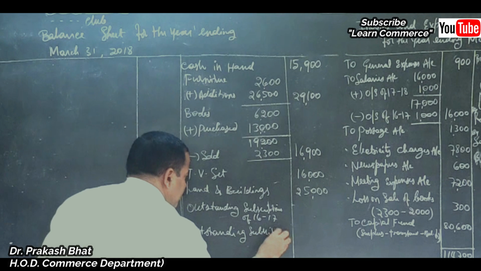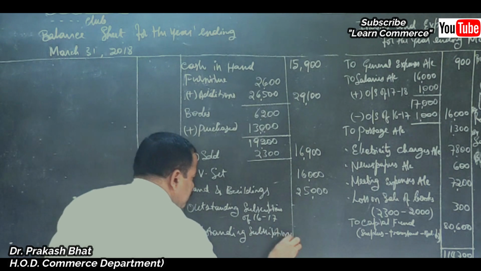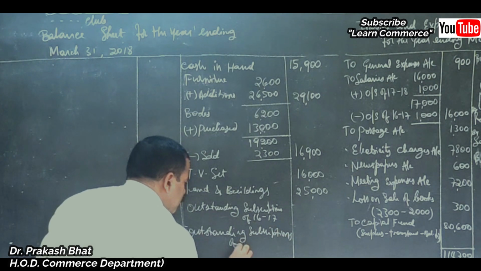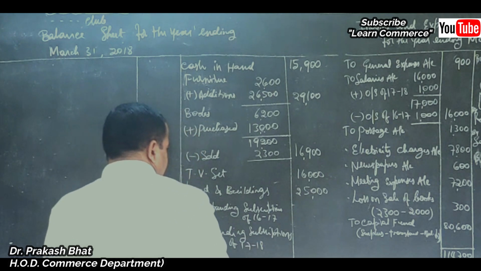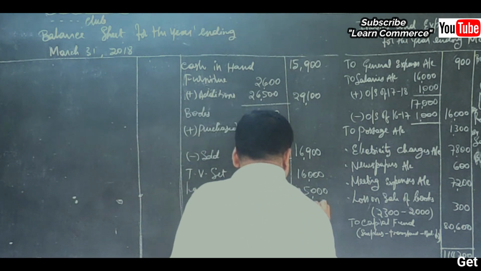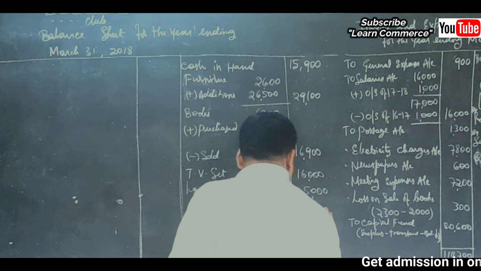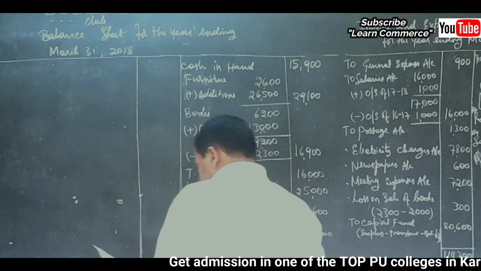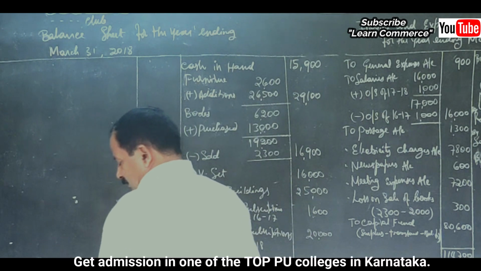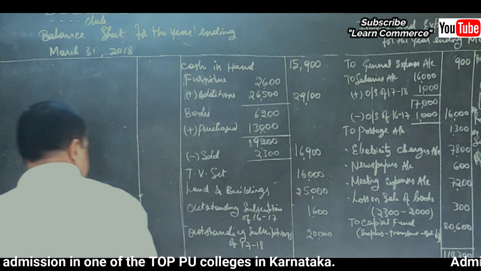We have already calculated 20,000, right? Of 17-18, right here, so that you will have clarity. Here it is 1,600, right? Yes, current year it is, I think, 20,000. We have already calculated 20,000. So that's all. No other assets.